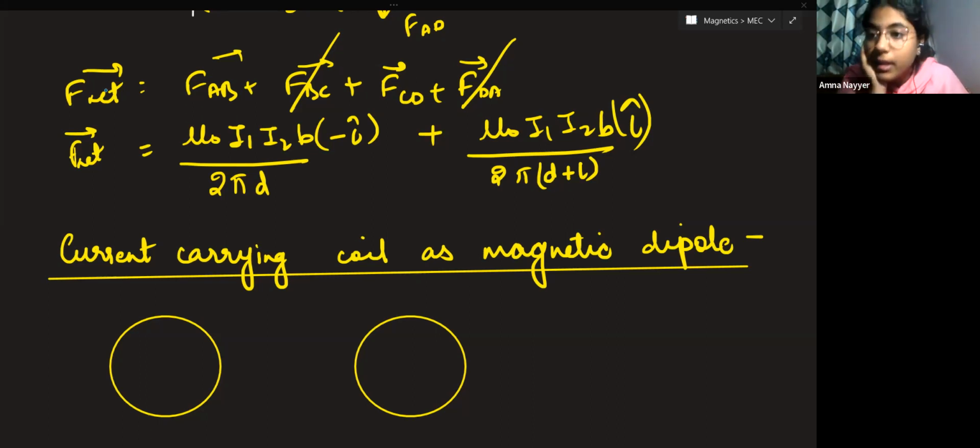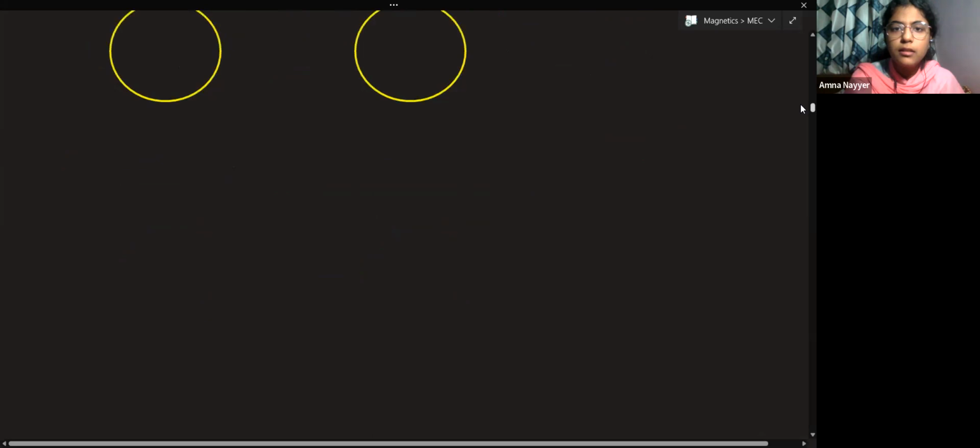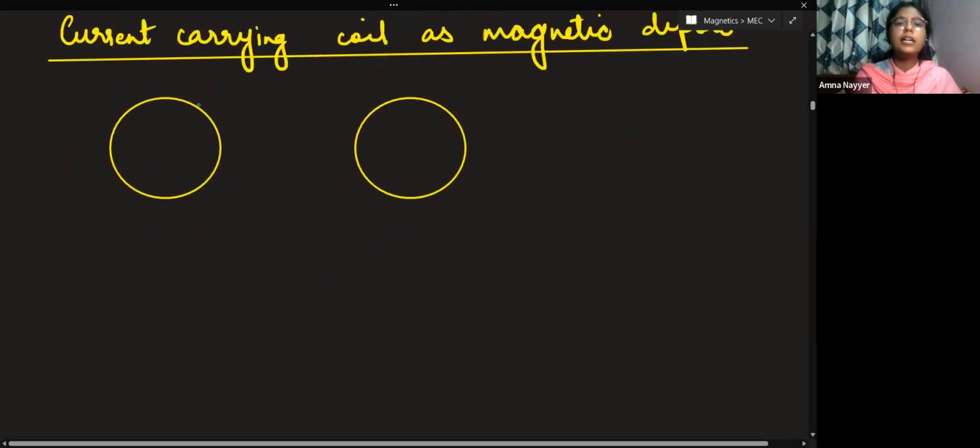Now, how to identify the direction? That is very easy to identify. Let's say the current moving here is in this direction, and the current moving here is in this direction. Now whether it is south polarity or north polarity, this is the last topic. I'll wind up after this.